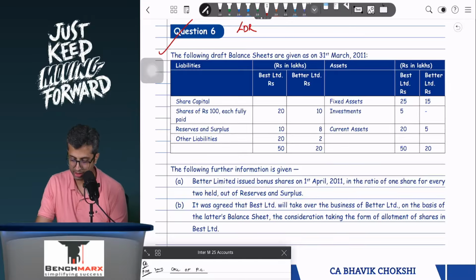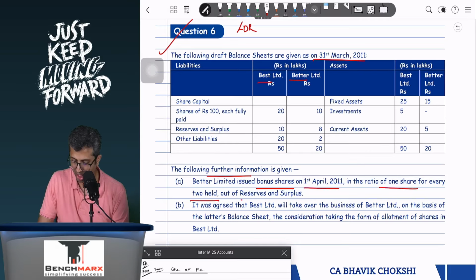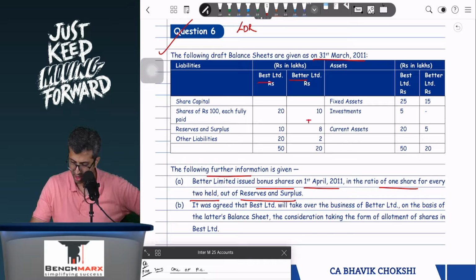Question number 6. The following is a draft balance sheet as on 31st March 11 for the company Best as well as Better. So it's a small balance sheet given. Following further information is also given. Better issues bonus shares on 1st April 11 in the ratio of 1 share for every 2 held out of reserves and surplus. Who does that? Better is doing that, and that is in the ratio of 1 share for every 2 share held. So basically after the bonus this will be 10 plus I think 5, and this is 8 minus 5.